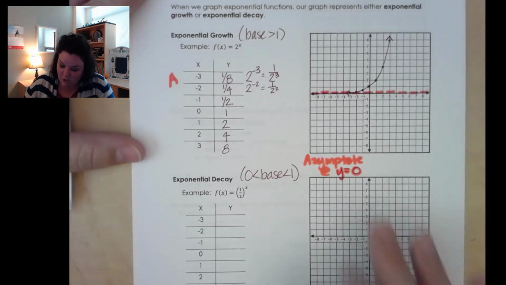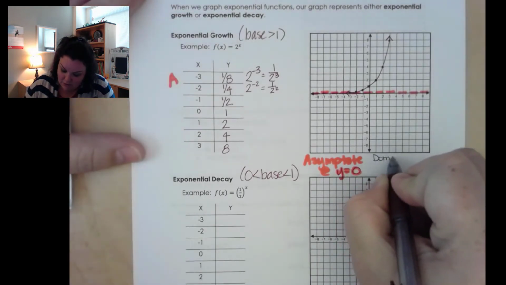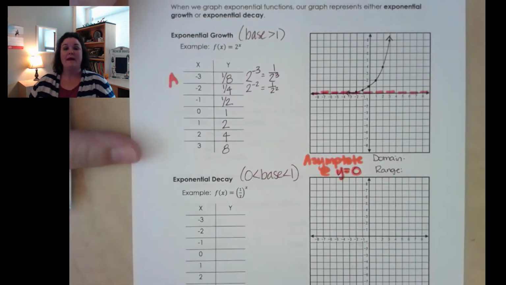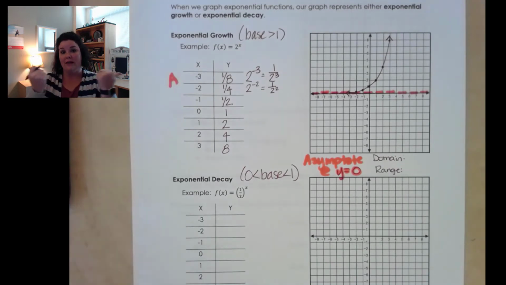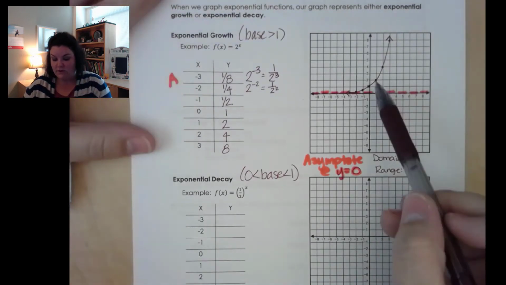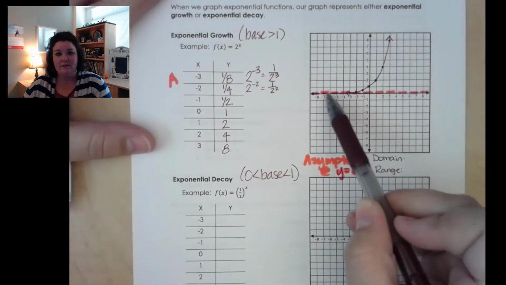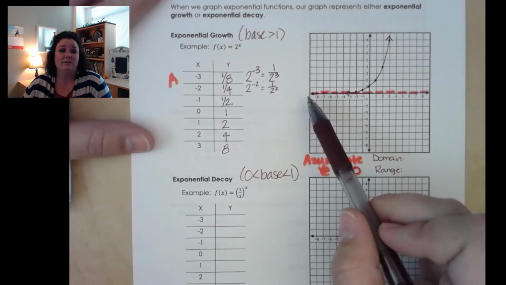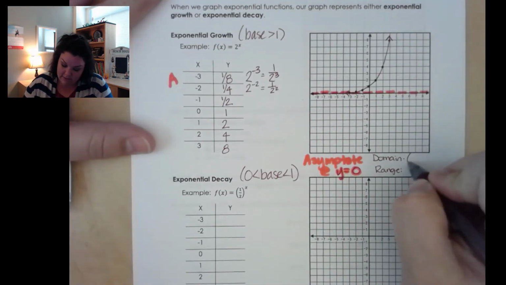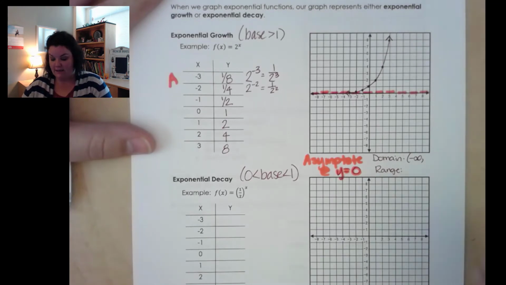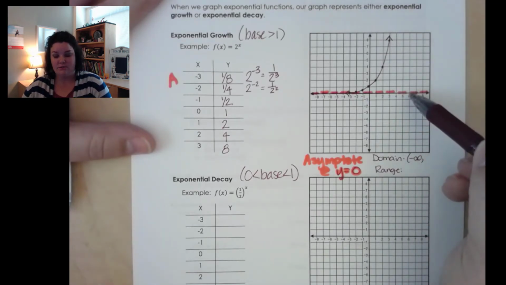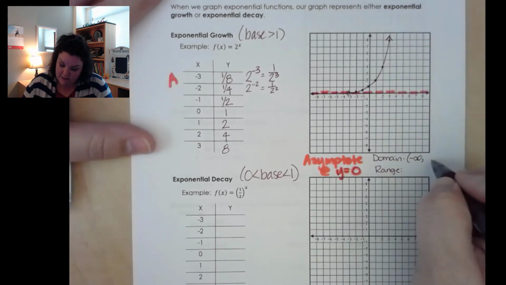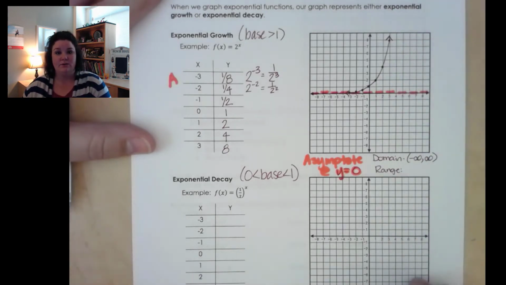When we look at this graph, we also want to be able to identify our domain and our range. Okay, remember domain is how far this graph is going to go left and right. So if I look at this one, well, this one can keep going and going and going to the left, right? It may never cross this line, but it's going to keep going and going. I can plug in any negative number. So that means it will go back to negative infinity. As I look in the positive direction, this is going to keep going and going out to the right. So that means that my domain is negative infinity to infinity.